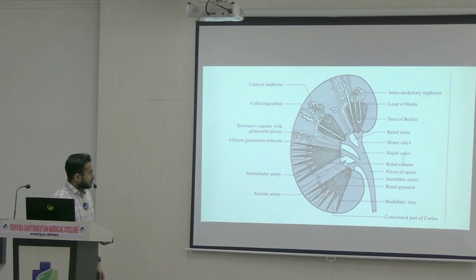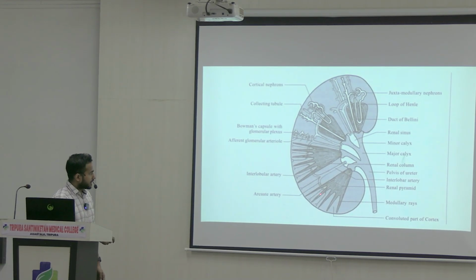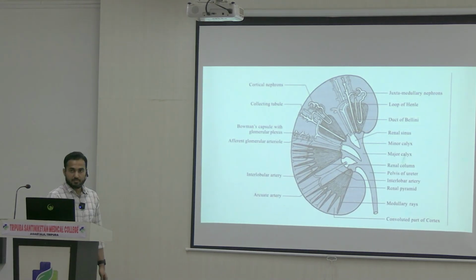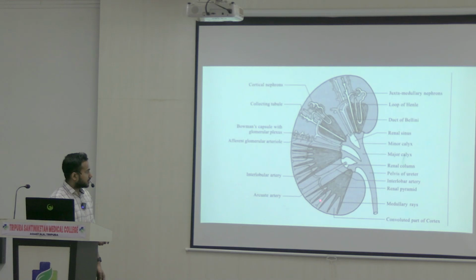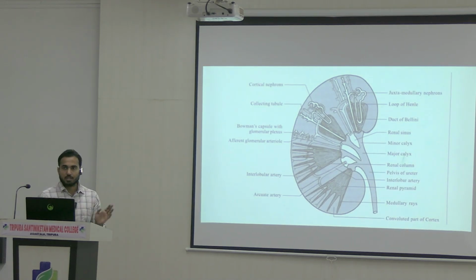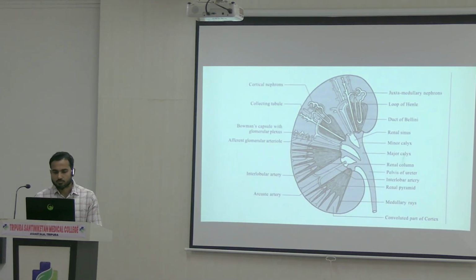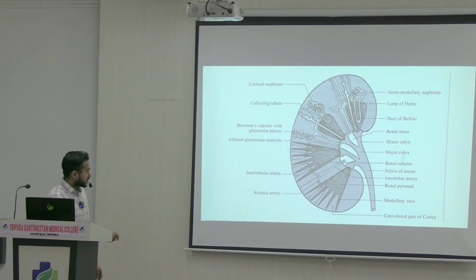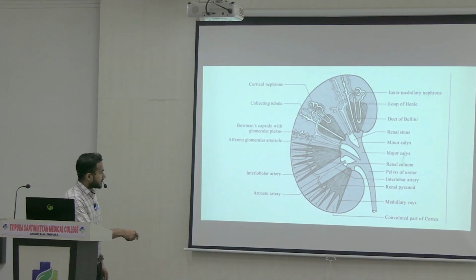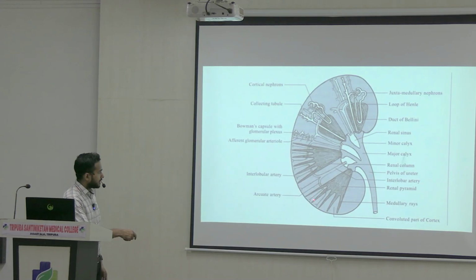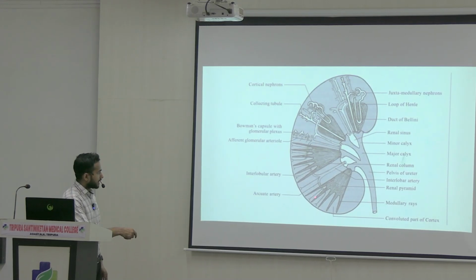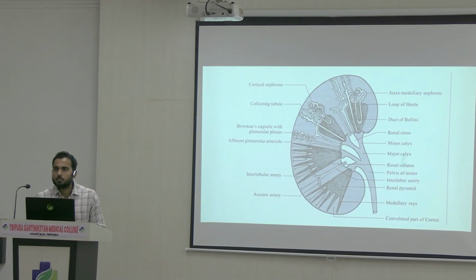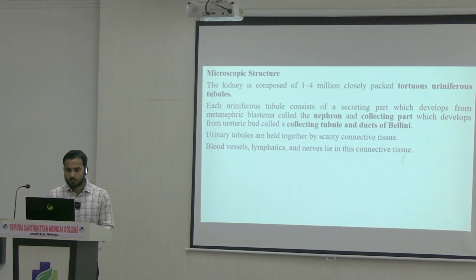Now if you take one medullary ray, suppose you are taking this medullary ray, on either side we get an interlobular blood vessel. This particular structure will form the lobule of the kidney. So first there will be the cortical arch, on each side we get the interlobular blood vessel, and at the center we get one medullary ray. That will form the lobule of the kidney.